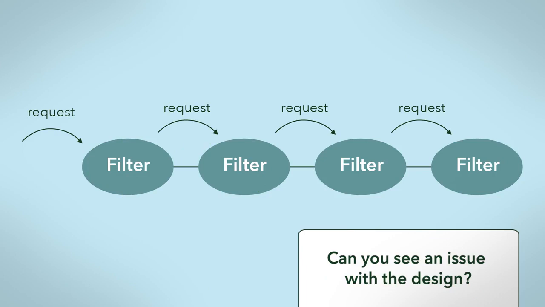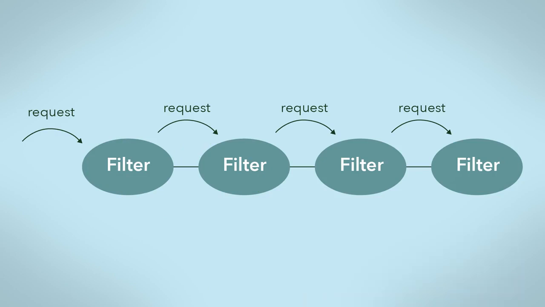Can you see an issue with the design? What if, for example, there's a mistake in the second filter? What if its rule doesn't match but forgets to pass the request on to the next filter? Then the handling ends prematurely. This is a problem with the chain of responsibility.